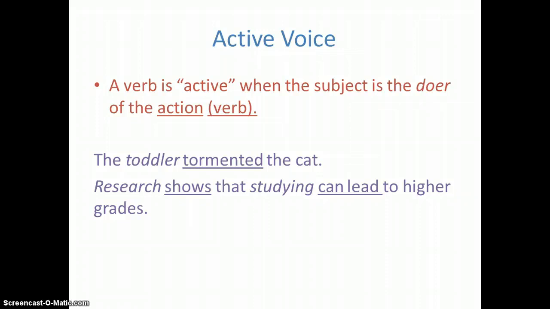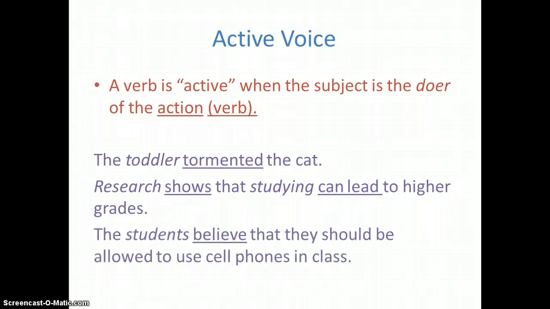Research shows that studying can lead to higher grades. We have two subject-verb combinations here, and both of our subjects that are italicized are the actors on those underlined verbs. The research is doing the showing, and studying, which looks like a verb but is actually acting as a noun here, is what leads to higher grades. And then lastly, students believe that they should be allowed to use cell phones in class. That underlined verb, believe, if we look at who holds that belief, it's the students, and the students are in that subject position. So all of these sentences are in active voice.